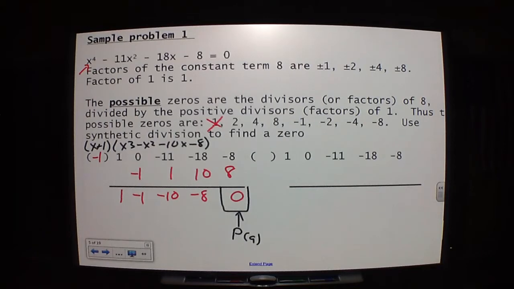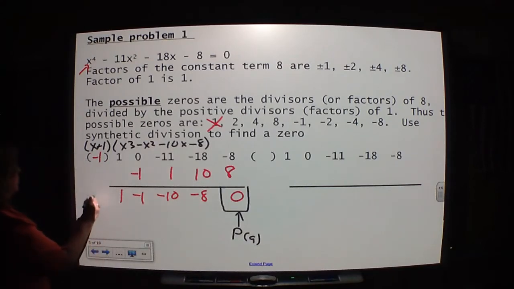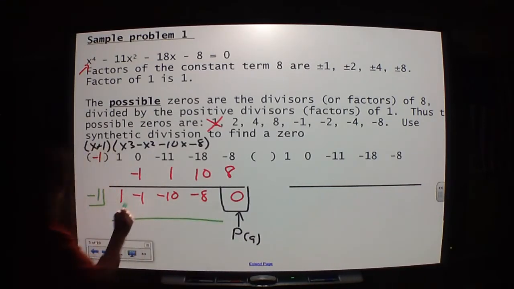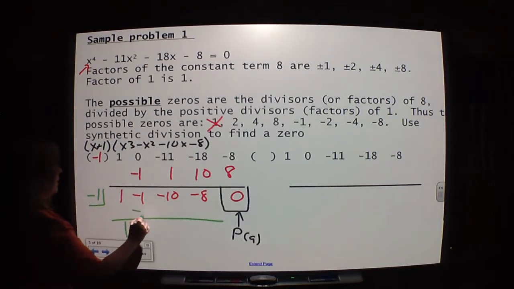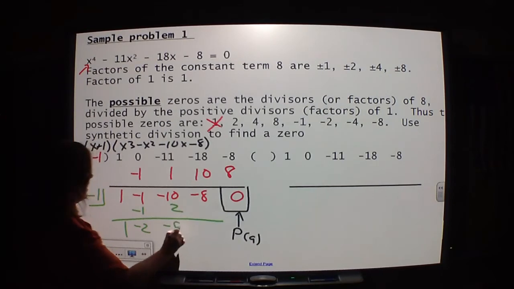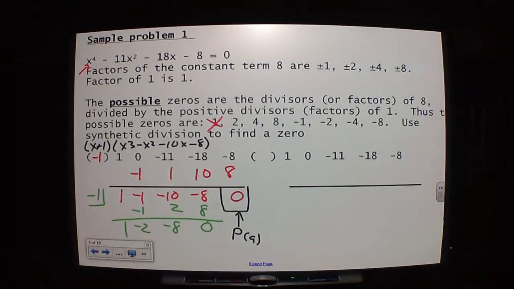Negative 1 could work more than once, so you could even try negative 1 multiple times if you want. Or you could try a different number. It does not really matter. Let me try negative 1 again, just in case that might work. I don't know if it does or doesn't. So let's go. Negative 1. Bring down my 1. Multiply. Add. Multiply. Add. Multiply. And it does work.